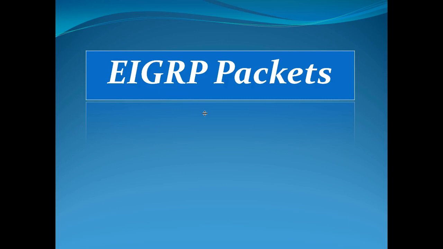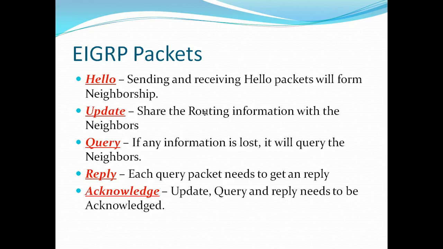Hello everyone. In this video, we are going to see about EIGRP packets. There are 5 EIGRP packets. They are hello, update, query, reply, and acknowledge. Let's see what each packet does.